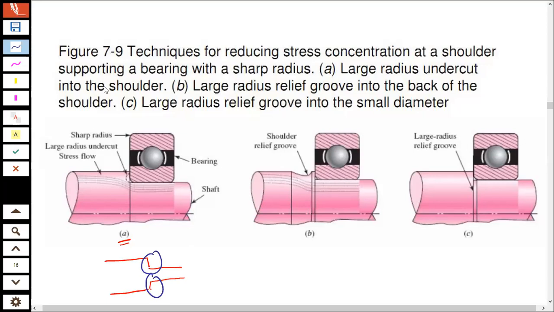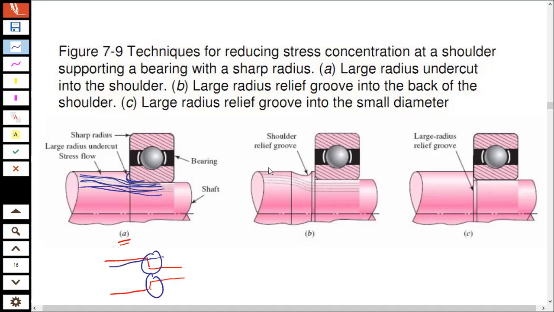Therefore, in order to avoid this stress concentration, if you look over here, there is an undercut given over here, right? So what this undercut does is that it will change your stress lines, rather than getting discontinued over here, right? They will go smooth like these, and therefore the stress concentration over there is reduced.